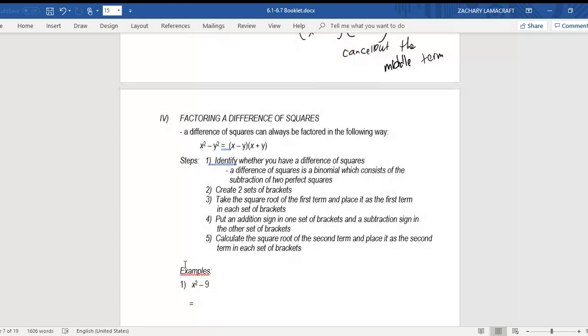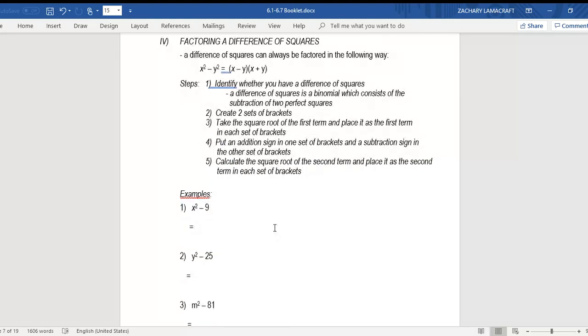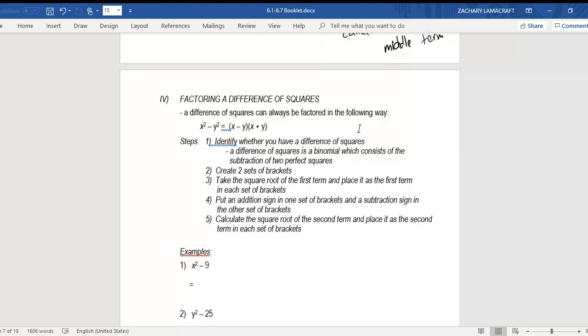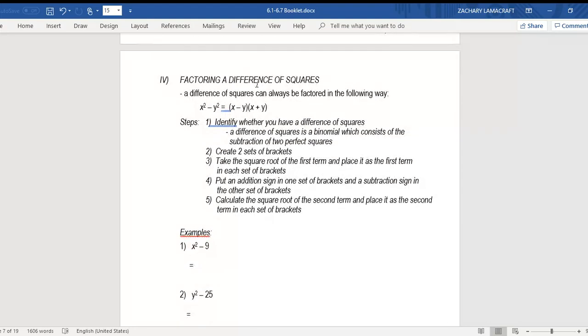All right. So now we're going to look at factoring a difference of squares. So when we're given the opposite, when it's given expanded, what's it going to look like? It says a difference of squares can always be factored in the following way: x squared minus y squared equals x minus y, x plus y.